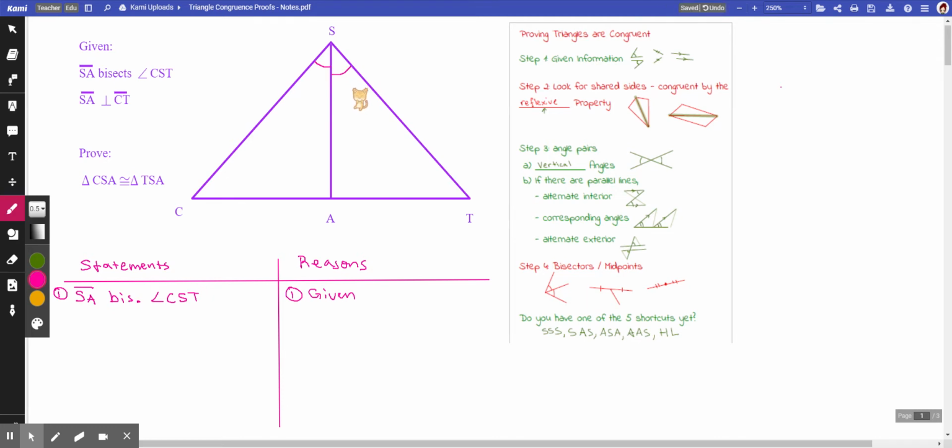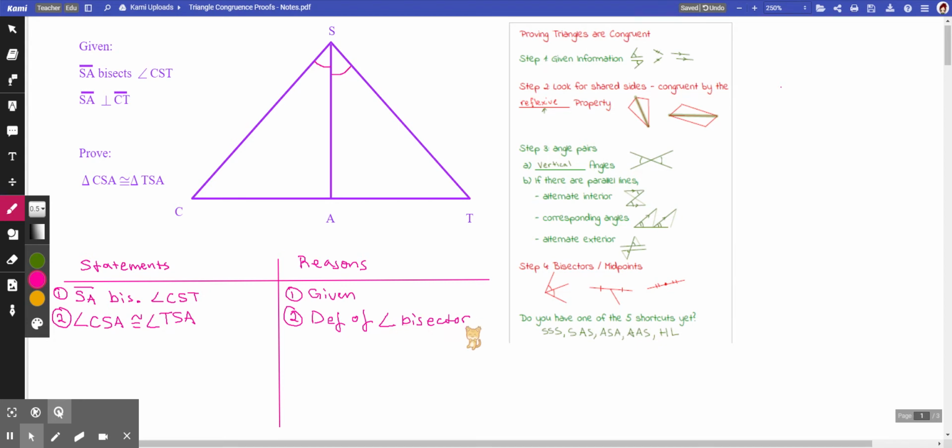So my next statement, anytime I have something bisect something, should be the two pieces that are congruent by definition of bisector. Now, in this case, it was an angle that got bisected, so I'm going to say definition of angle bisector. So now I have one piece that's congruent. I have an actual statement: an angle that's congruent to an angle. That's going to be one of my pieces because I don't know which of my 5 shortcuts I'm going to use, but I know I'm going to need one of those.